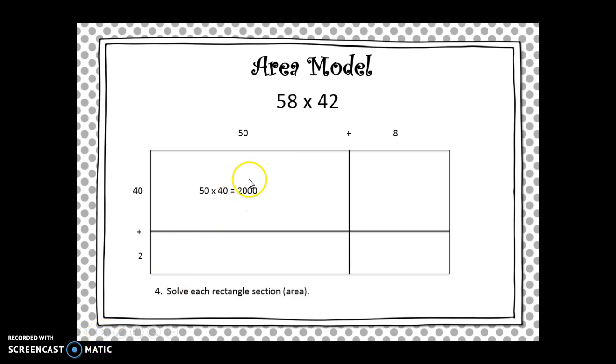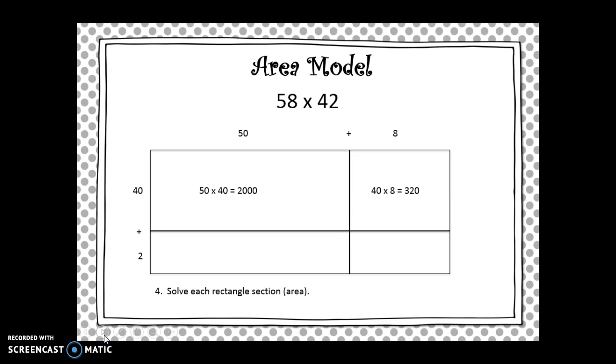Let's look at that. You'll see that I have 50 times 40, because I'm finding the area of just that rectangle. 50 times 40 is 2,000. So you will see that I have written that inside that small area. We're going to continue to do that for each smaller area.